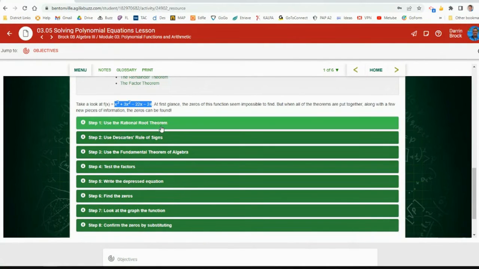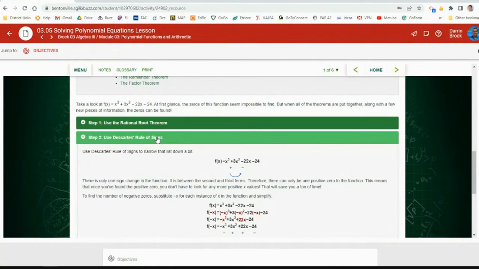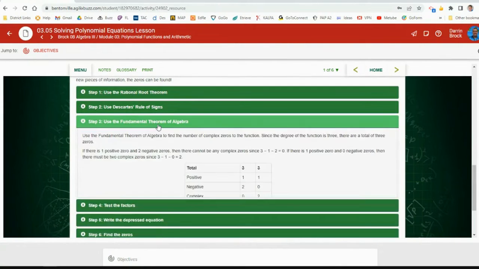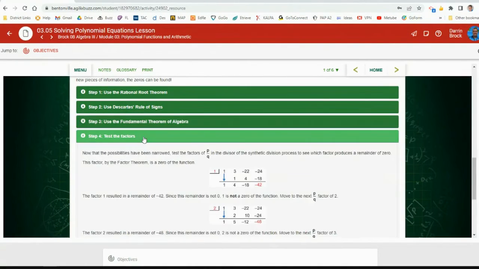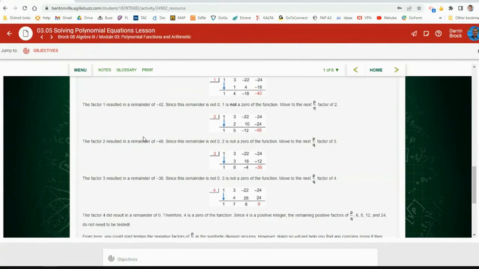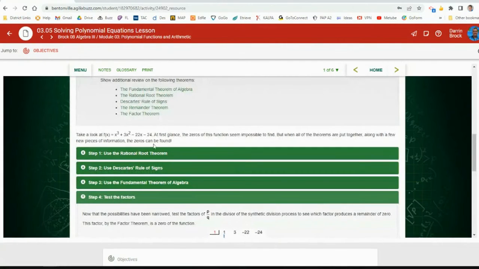So use the rational root theorem, it tells you how. Descartes' rule of signs tells you how. Fundamental theorem of algebra. And all of that is helping you narrow down the answers, where you don't have to test all these wild numbers. Test the factors. So they narrowed this down to just 4 numbers to test.